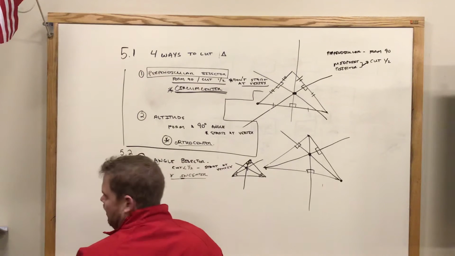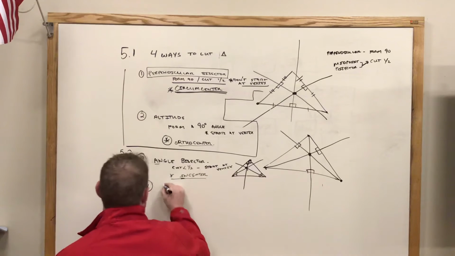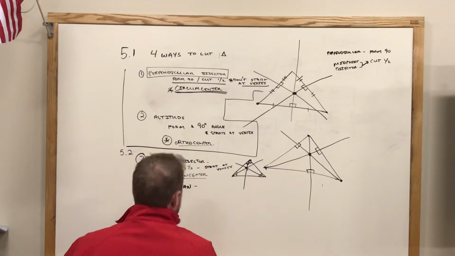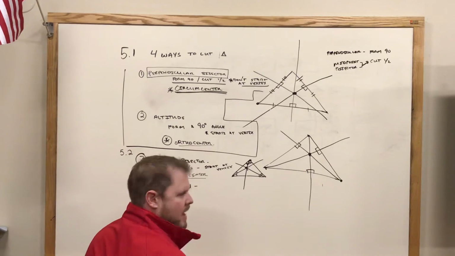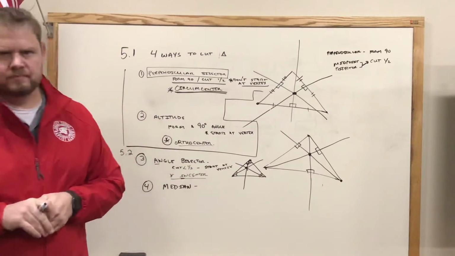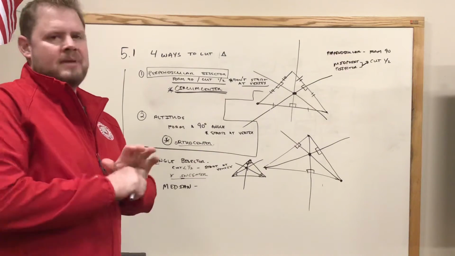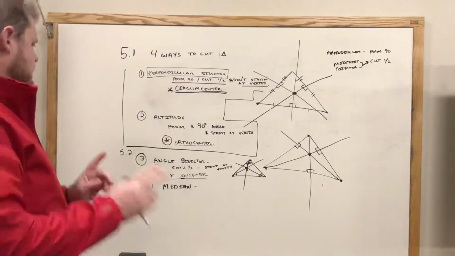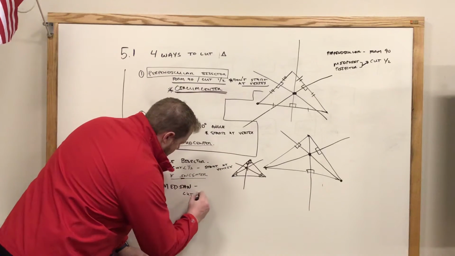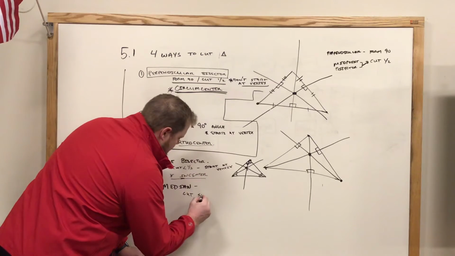Number 4. Our fourth one is called a median. A median. Now, really, if you have ever driven, you know that the median is where? Good, Josephine. The middle of the road. The median is in the middle of the road. So, what would that be? It would mean cut the side in half. So this one cuts the angle in half. This one cuts the side in half.